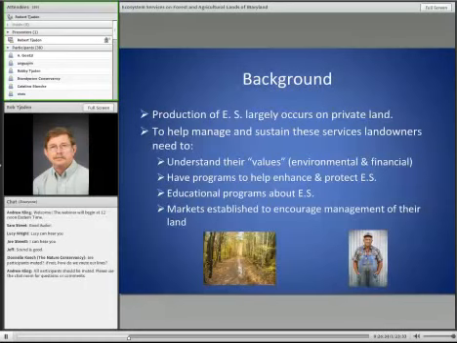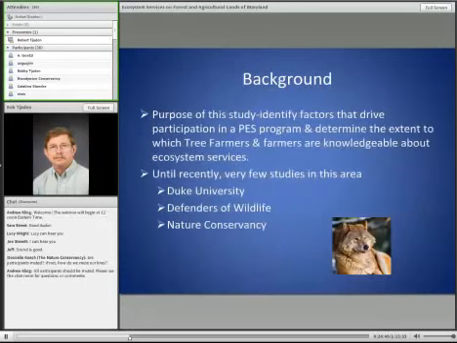The overall framework for this study, the purpose really, was to identify factors that drive participation in a program for ecosystem services and determine the extent to which tree farmers and farmers are knowledgeable about ecosystem services. Now I use the word Tree Farmers, you see it's capitalized. Tree Farmers are a recognized entity nationwide.